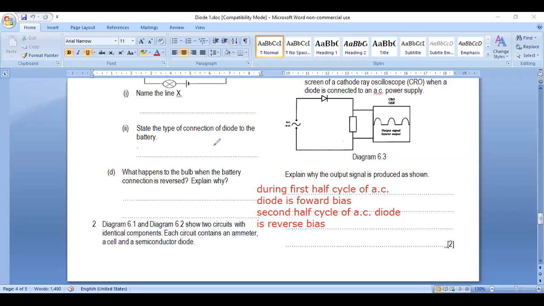You see, for alternating current, it looks like a wave. This is considered as one cycle. This one is the first half, this one is the second half. Sometimes you can even say positive cycle, negative cycle also can. During the positive cycle of AC, diode is forward bias. During negative cycle of AC, diode reverse bias. Or you can say during first half cycle current can flow through diode, during the second half cycle current can't flow, current is blocked. Plus 2 marks. Either you use positive cycle or negative cycle, or first half cycle, second half cycle.